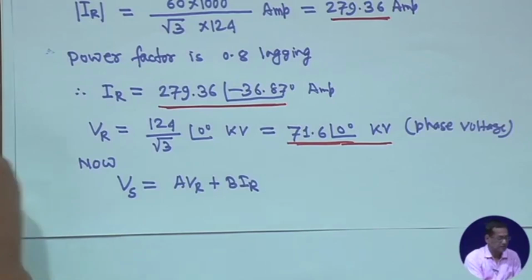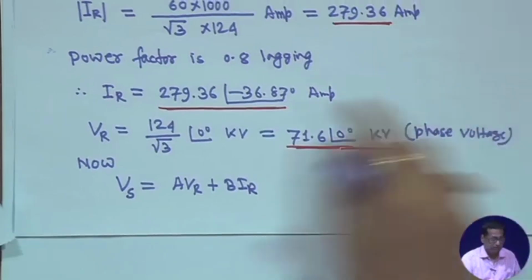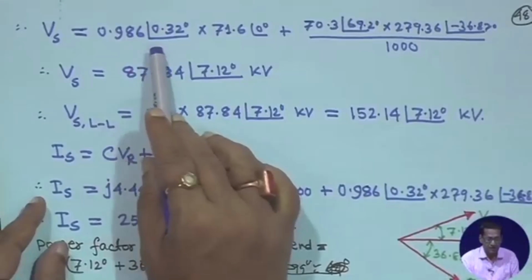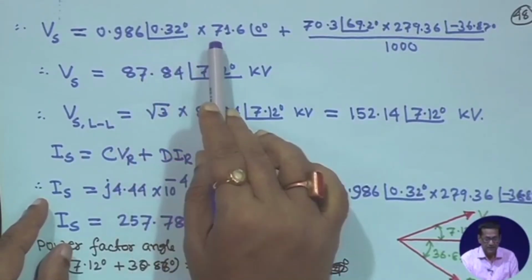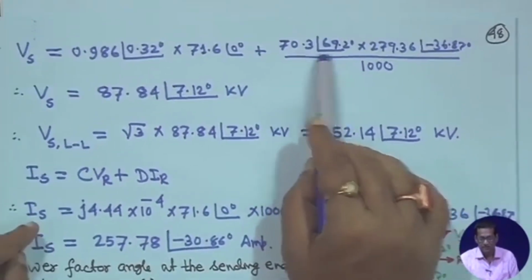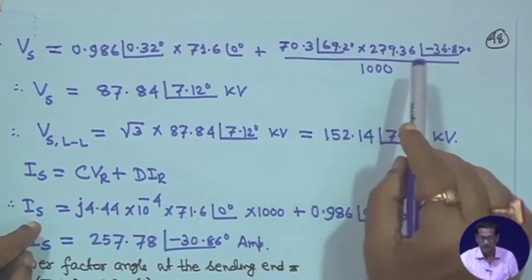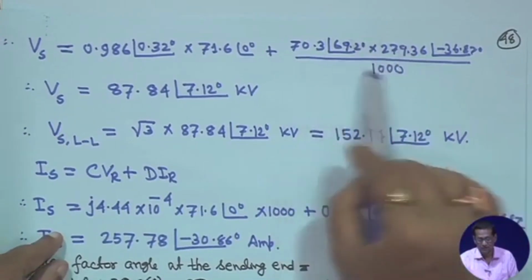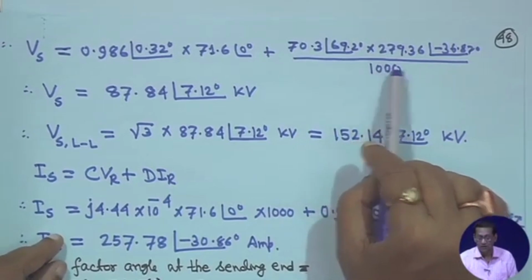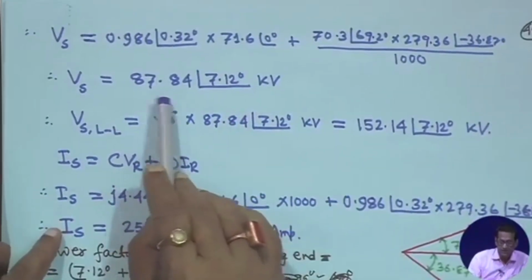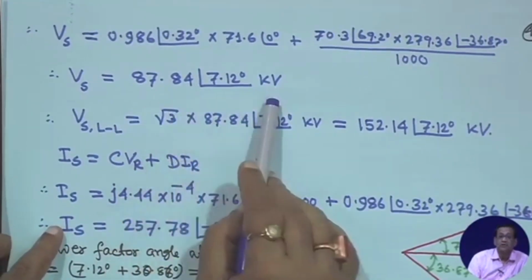So, this current is actually 279.36 angle minus 36.87 degree. That means this Vs is equal to 0.986 angle 0.32 degree into, that is AVR, 71.6 angle 0, and this is your B value 70.3 angle 69.2, and this current is 279.36 ampere. So, divided by 1000 such that this whole quantity, the voltage drop, will be in kilovolt, right, angle minus 36.87 degree. So, you will get Vs is equal to 87.84 angle 7.1 degree kilovolt.